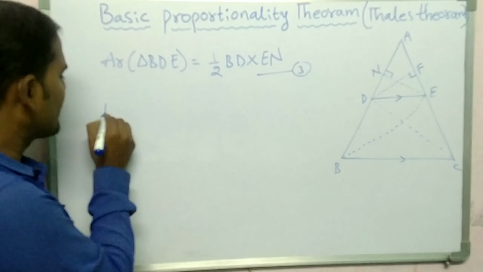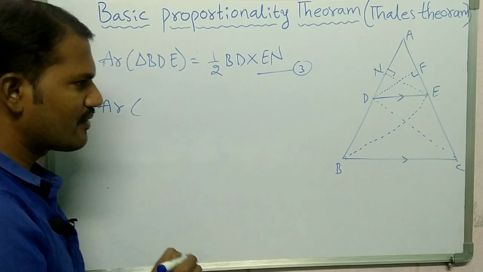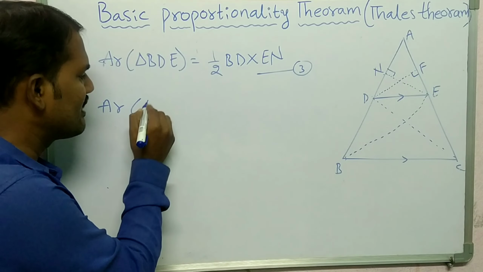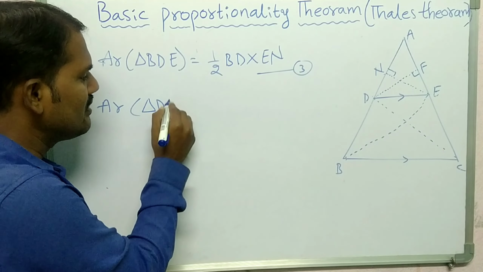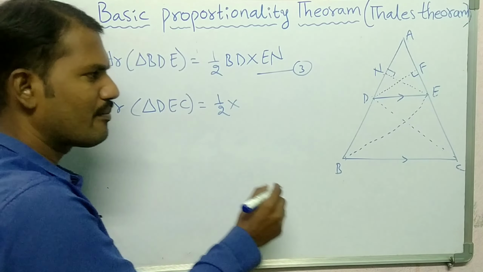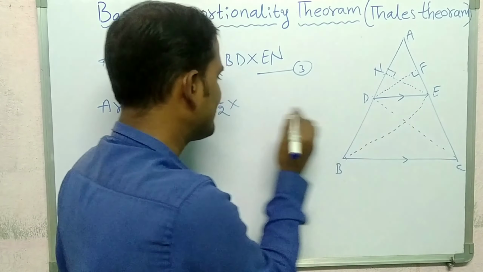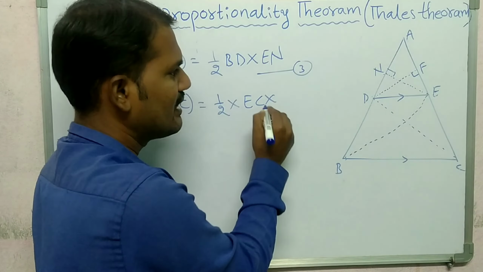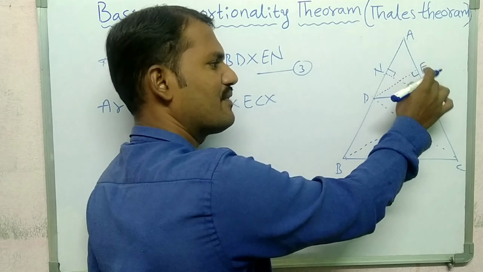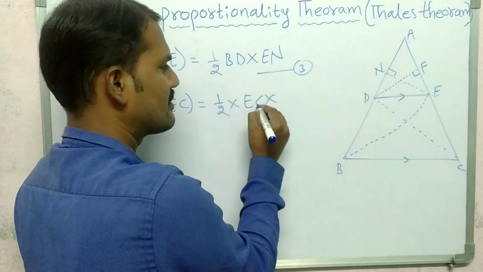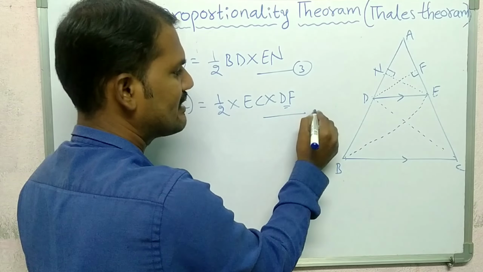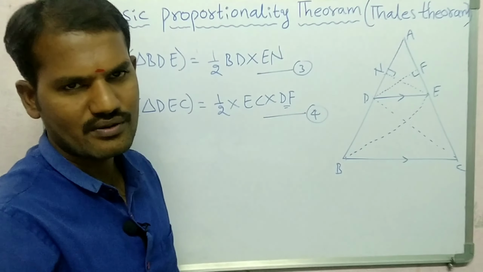And next we are finding the area of triangle DEC. Area of triangle DEC equals half of the base. I am considering EC, which is extended up to F. DF is perpendicular to EC. So half of EC into DF. DF means height. This is equation number 4.